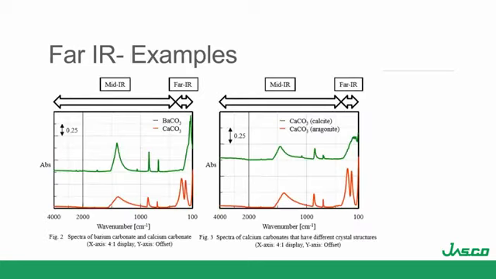So this is an example of two different compounds. This is barium carbonate and calcium carbonate. As you can see in the mid-IR region, they look very similar with these peaks coming out at the same place. These are all CO3 peaks, these three. So you can't really tell. However, if you look at the far IR, there's a large difference between the two compounds, and that's because of the carbon-barium bond.